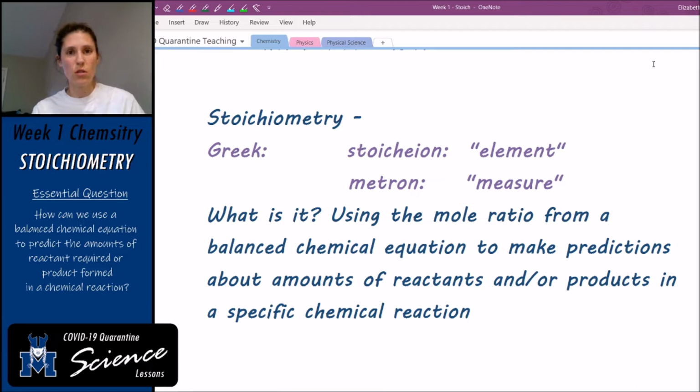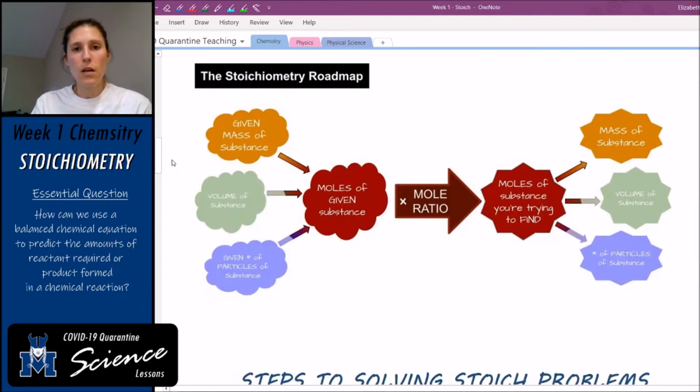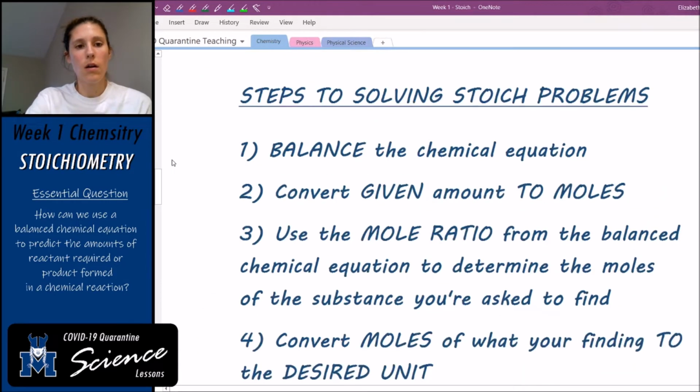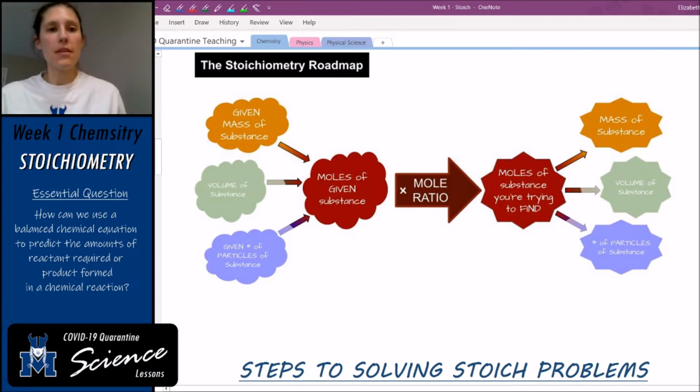So you know the amount of one or more of the substances in the reaction, and you're trying to make predictions or figure out how much you need of the other substances. And I can say this in words, but I've made a diagram that I hopefully will be a little bit better of an explanation. So the stoichiometry roadmap here kind of shows the mole ratio at this center.